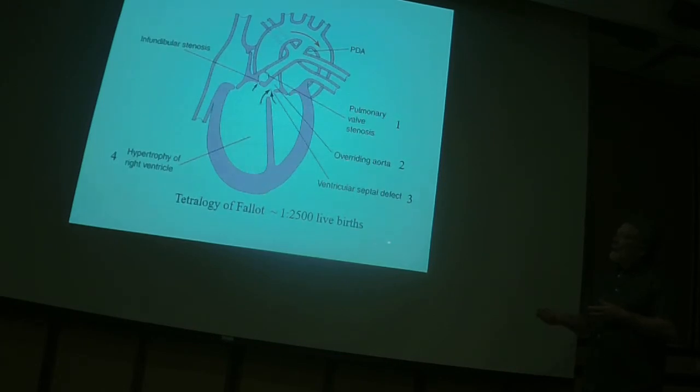Tetralogy of Fallot, 1 in 2,500. So not really that rare, but on the rare side. In this case, you have 4 defects. You have a pulmonary valve stenosis. Stenosis means a narrowing. So this pulmonary trunk is very, very narrow compared to normal. So this right ventricle has to pump really hard in order to get the blood to go through this little chamber. Because of that, you get hypertrophy of the right ventricle. The ventricle wall gets really thick because it has to pump against high pressure. Where they're used to just pumping against lung pressure, which is quite low.